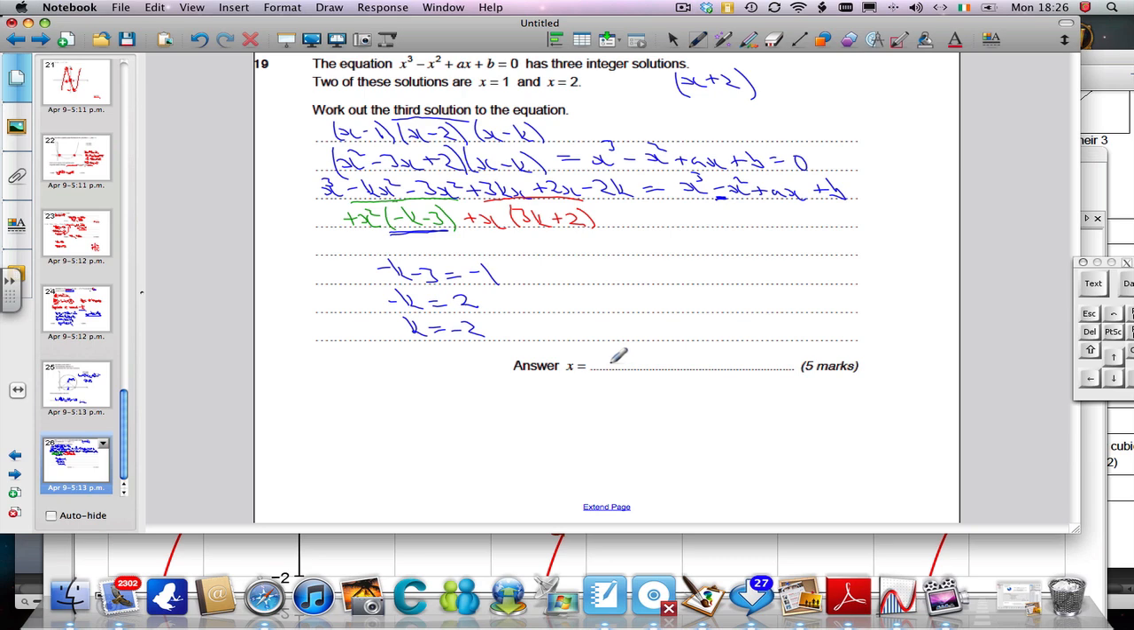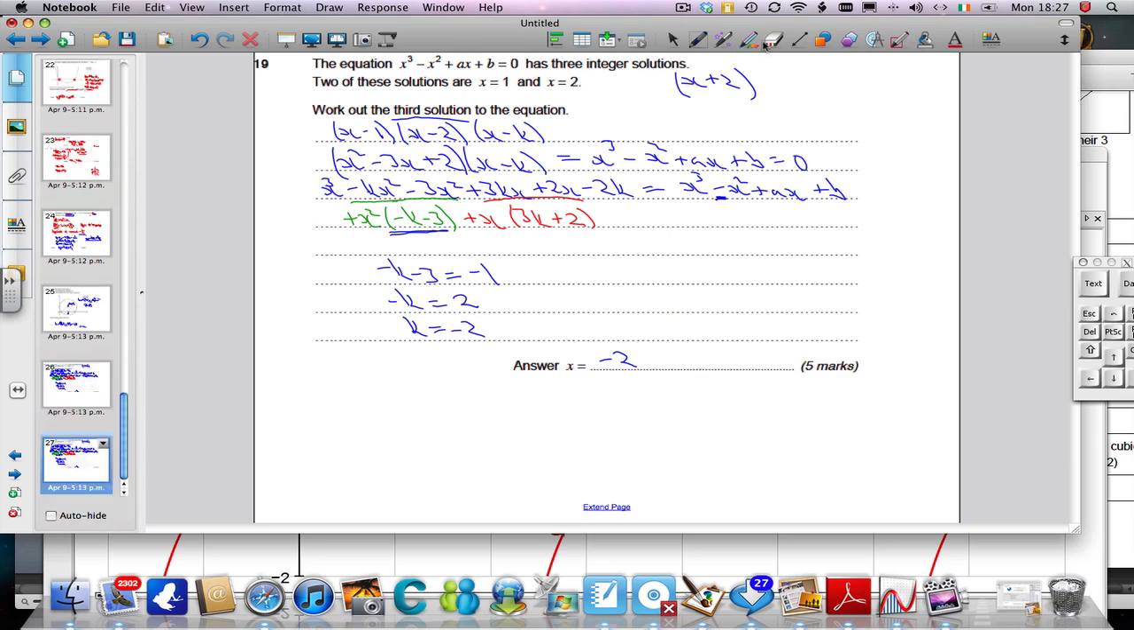That means x plus 2 is your factor. That means x equals minus 2 is your solution. And in fact, we managed to do this whole problem without having to work out a and b. Now, just because I feel like it, let's actually see if we can work out a and b.